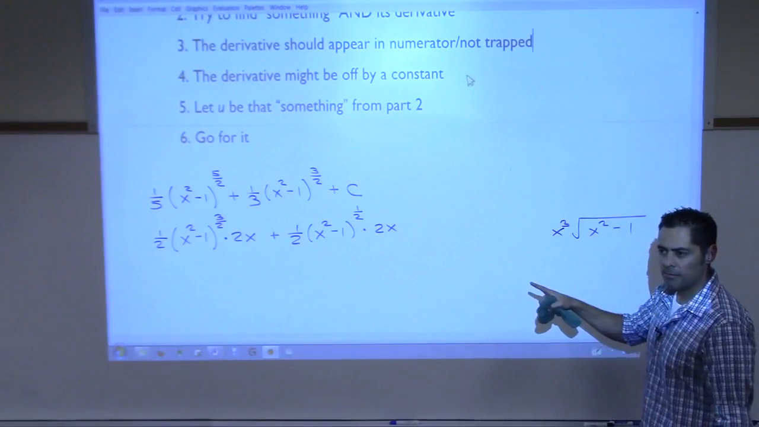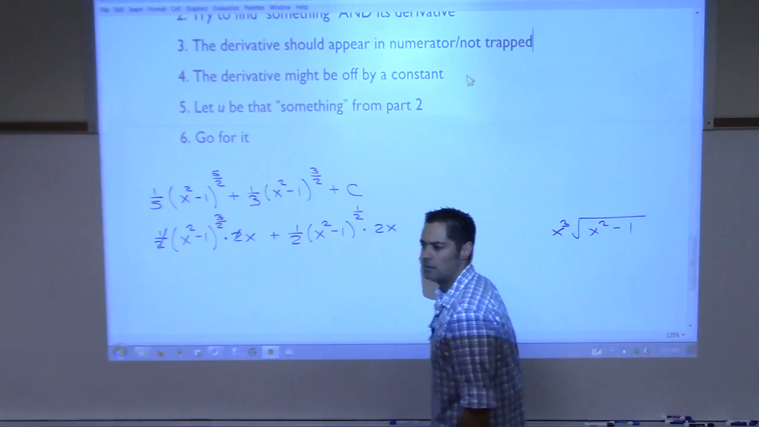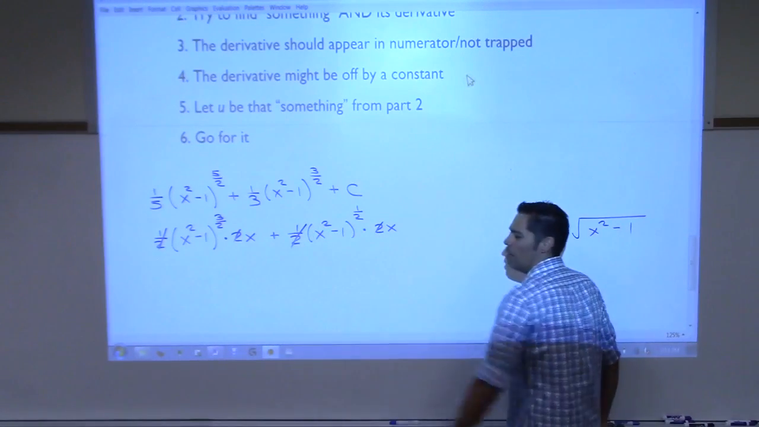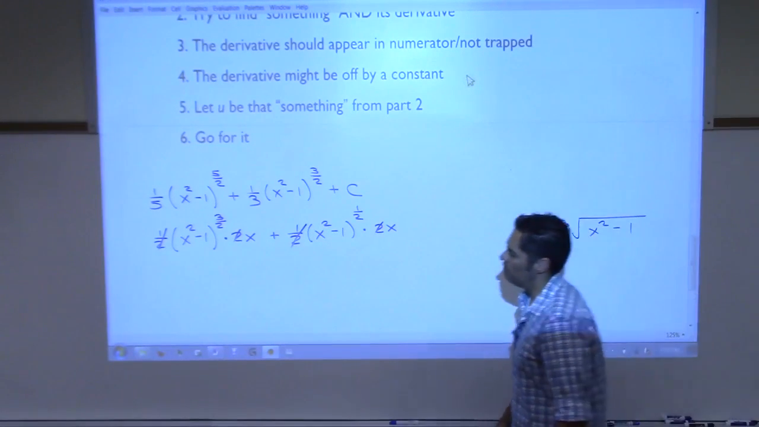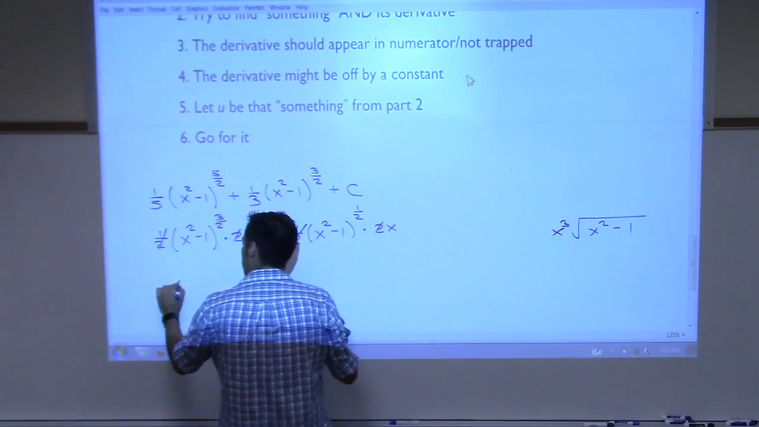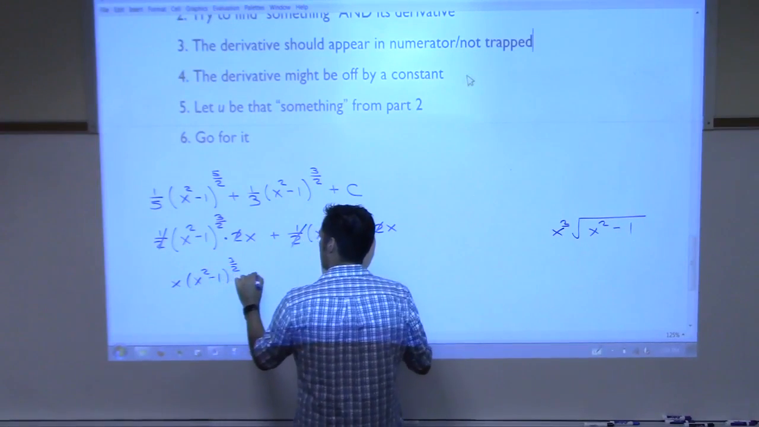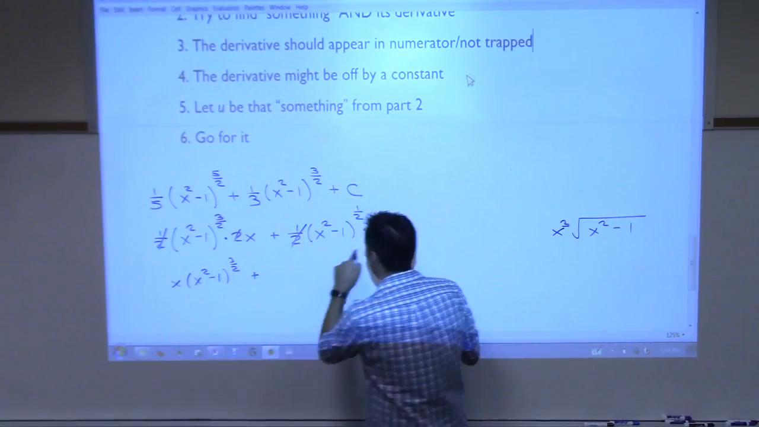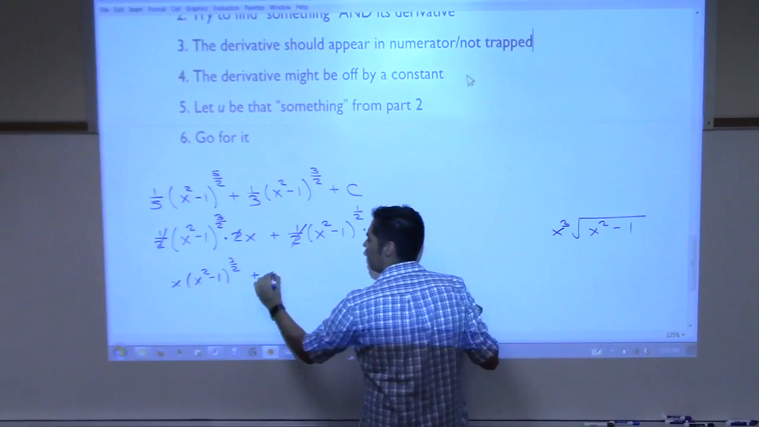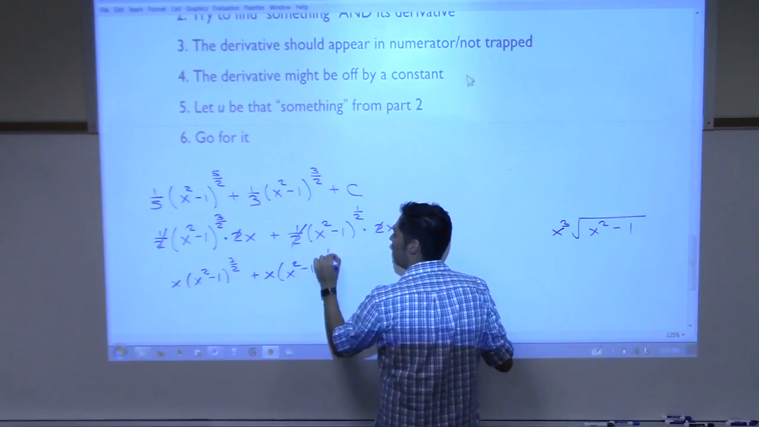Is that all right? Okay, so how about this 1/2 and this 2 go away? This 1/2 and this 2 go away. So I've got this. I've still got this x and I've got that, right? So this is going to be x squared minus 1 to the 3/2 plus, this one has an x also, right? X and then x squared minus 1 to the 1/2.